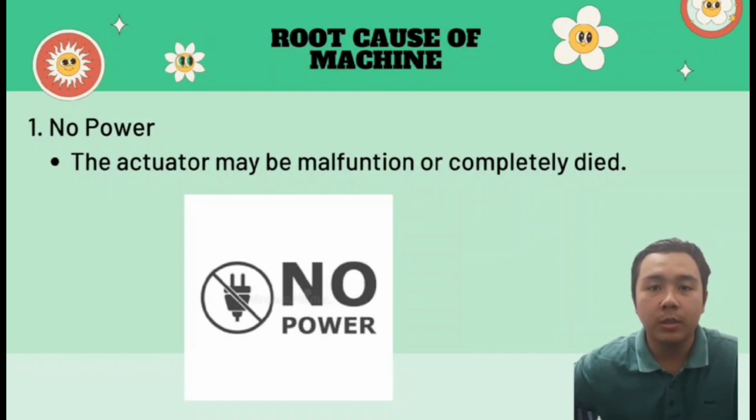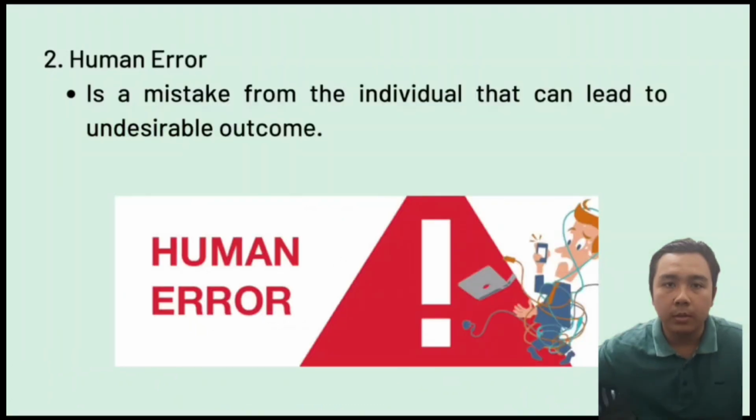Assalamualaikum warahmatullahi wabarakatuh. My name is Abdul Fattah Ifwat bin Ishaq. So I would like to explain about the root cause of machine. So the first one is no power. The actuator may be malfunction or completely die. Number 2 is human error. It's a mistake from the individual that can lead to undesirable outcome.